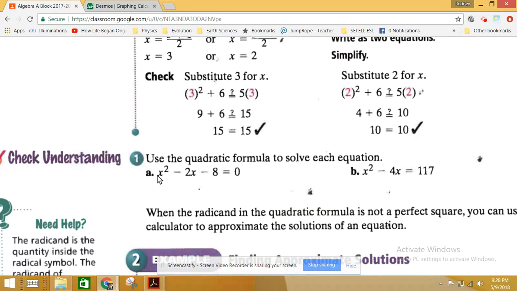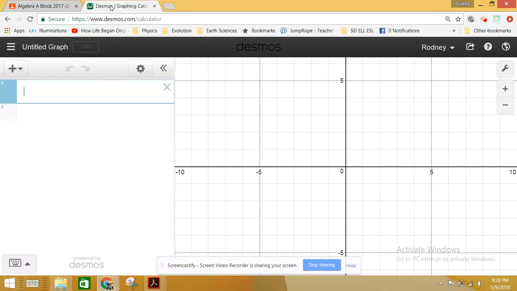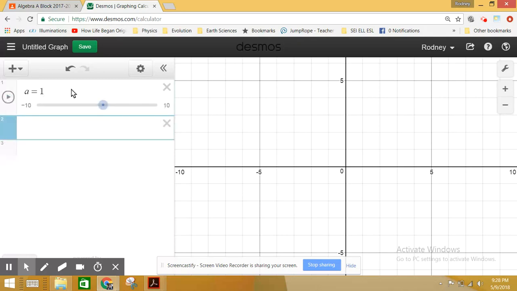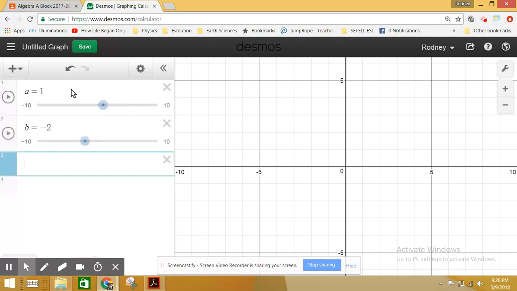So in this equation, I've got a coefficient of 1, then the linear term has a coefficient of negative 2. That's not 2, that's negative 2. And then the constant is negative 8. So this means a is 1, b is negative 2, and c is negative 8. Let's go ahead and plug that in here. I'm going to say a equals 1, b equals negative 2, and c equals negative 8. So we've identified all of those things.